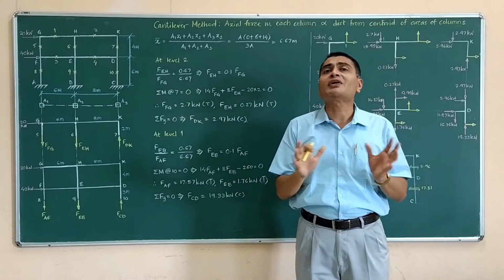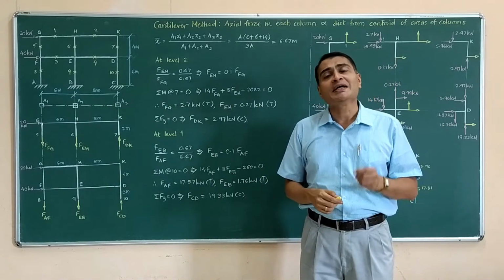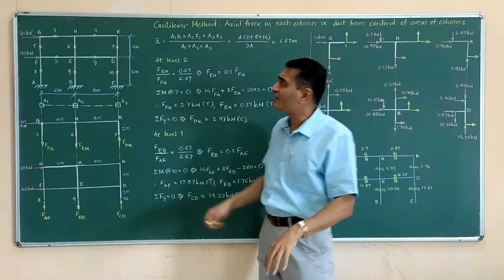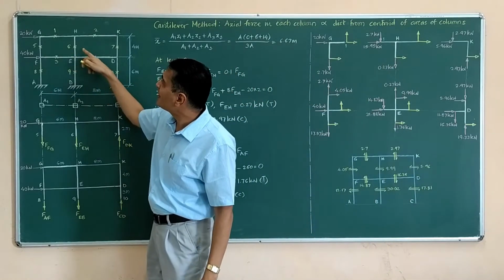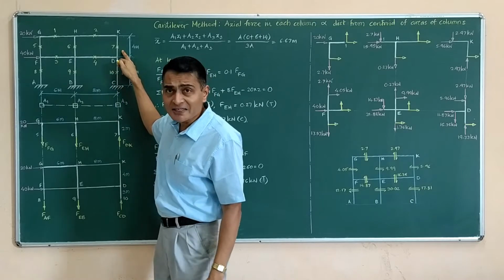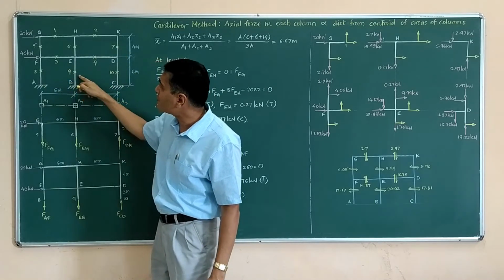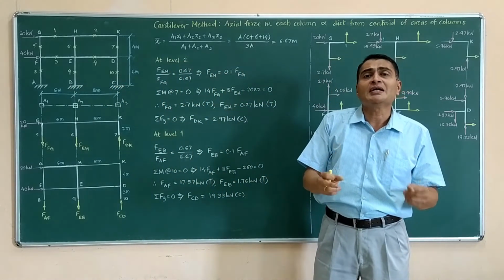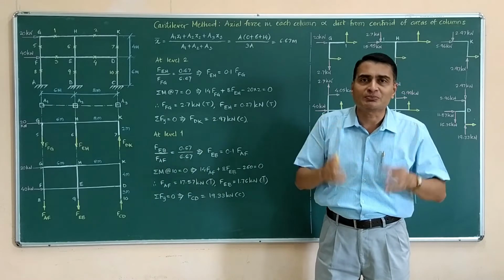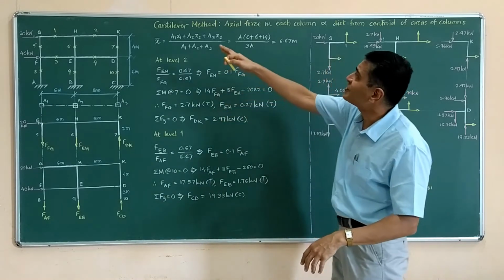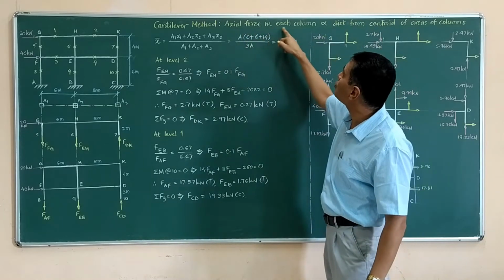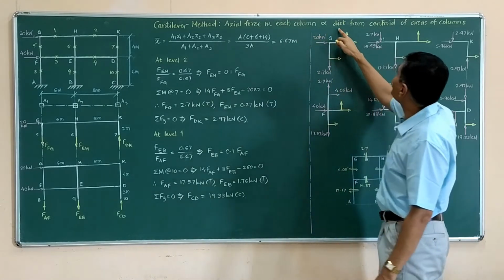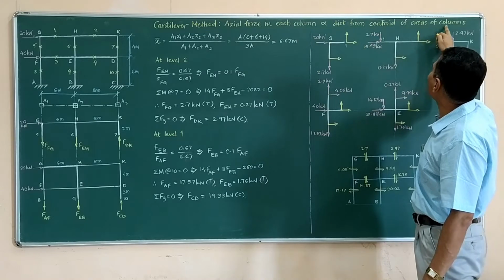So the Portal method had the assumption about the shear carried by columns. Now that is where the cantilever method is different. The assumption is not regarding the shear force carried by the columns, it is regarding the axial force carried by the columns. That is, if I consider F of FG, F of HE, F of KD, or for that matter F of AF, F of BE, F of CD, there is some assumption about the axial force carried by these columns. What is that assumption? That assumption I have written here: axial force in each column is proportional to the distance from the centroid of areas of columns.